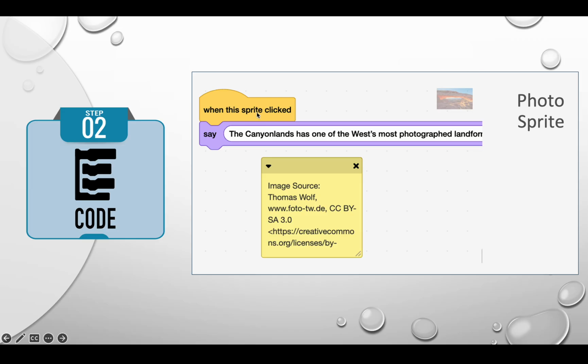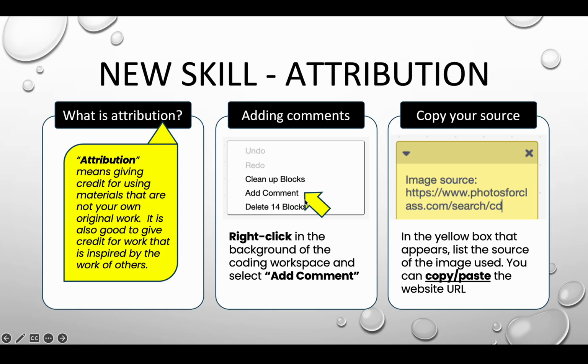There's two simple blocks for this. It's when this sprite is clicked, I want it to say a fun fact, but we are also going to source our facts here, or source the photo. Now that is called attribution. Attribution means giving credit for using materials that weren't our own original work. We didn't take those pictures, so we need to give attribution.